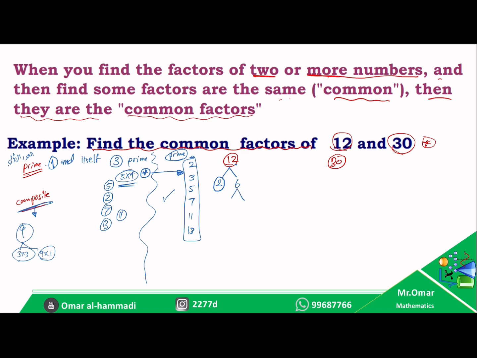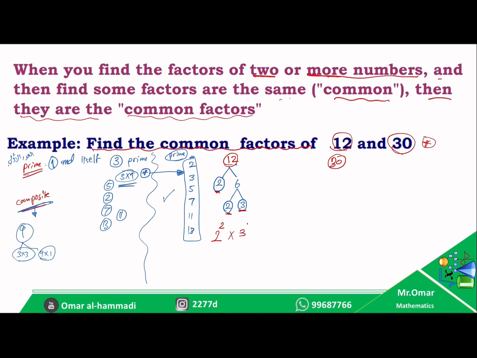6 عباره عن كم في كم؟ 2 multiplied by 3. This is a prime number and this is a prime number, so we have to stop here. لما نوقف عند البرايم نمبر خلاص نوقف. الحين كيف اكتب الإجابة؟ How many 2's? 2 and 2, 2 times. So اكتب 2 to the power 2 because we have 2 times. Multiply by what? 3, the first one only 3.